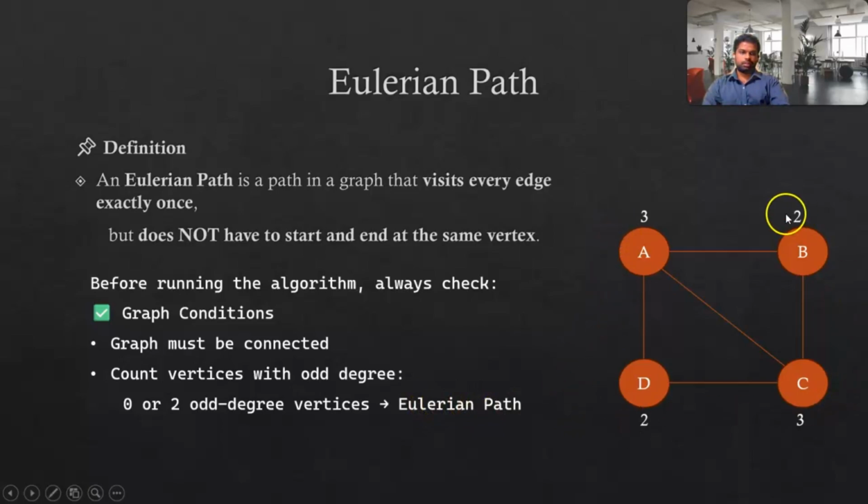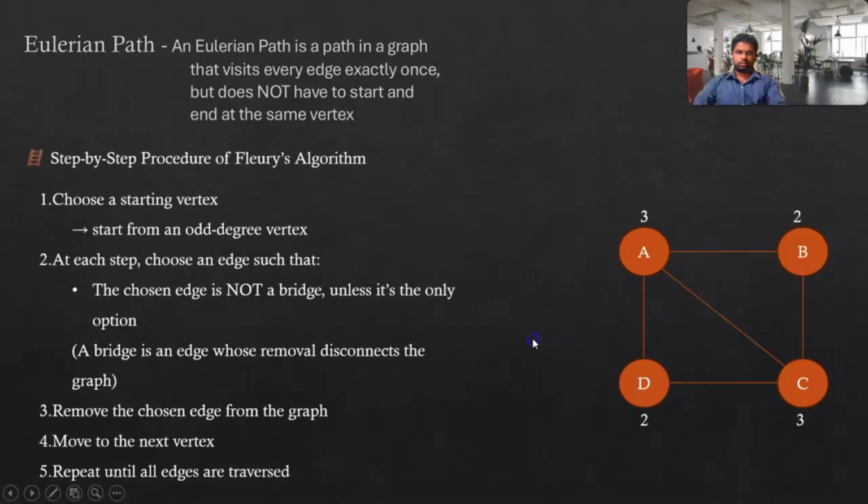For an example, in this graph, every vertex has a degree. A has the degree of 3, B has 2, D has 2, and C also has 3. To have an Eulerian path, there should be 0 or 2 odd degree vertices. In this graph, there are 2 odd degree vertices, A and C. So now we can find the Eulerian path of this graph using Fleury's algorithm.